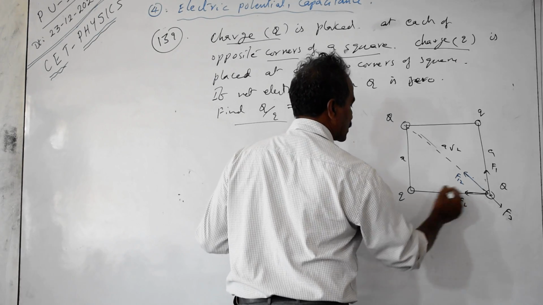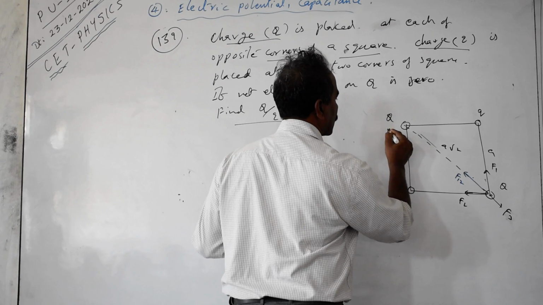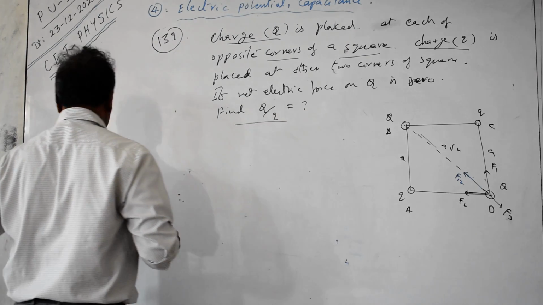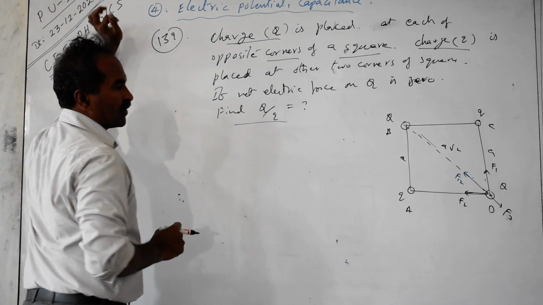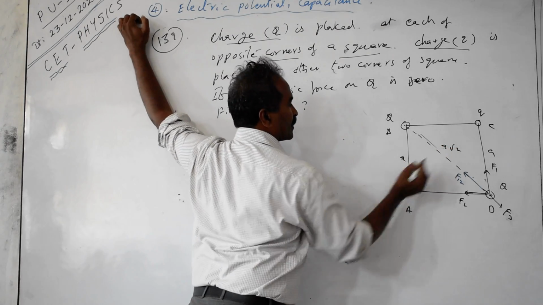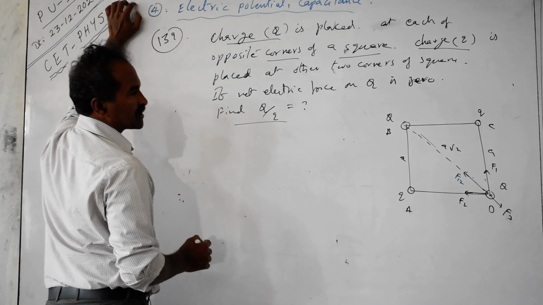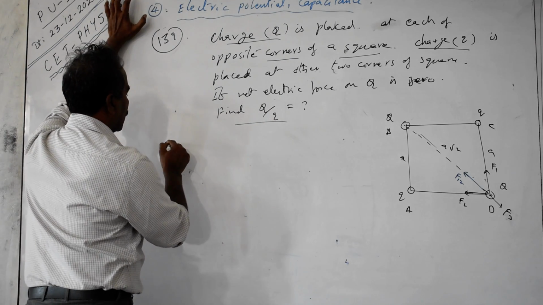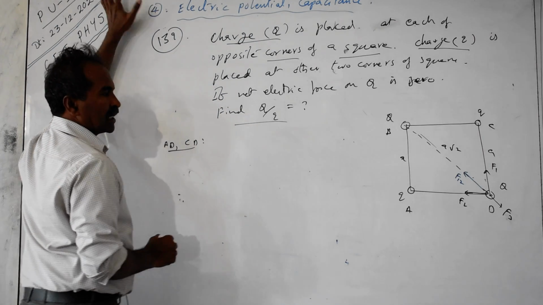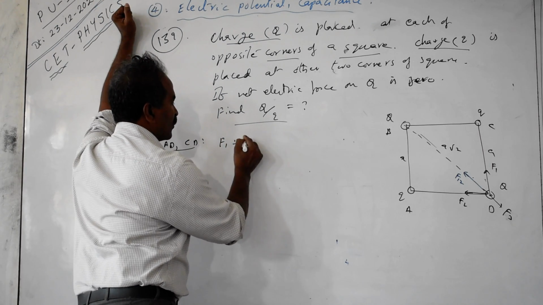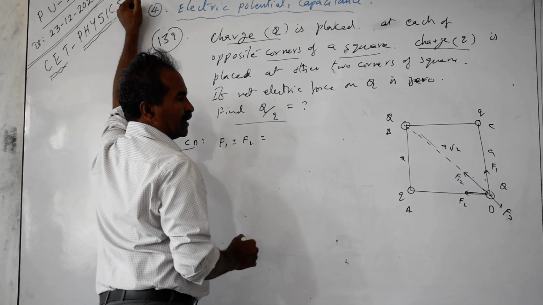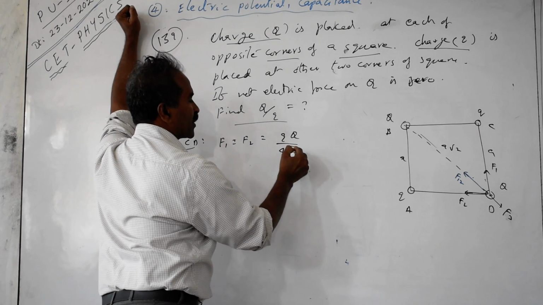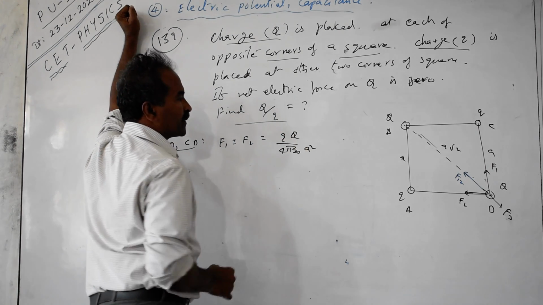So I will take the charges. This is A, B, C, D. A similar problem we have done before, but it is slightly different. Previously we had taken one more small q at the center, but here it is a different case. I am taking the charges between CD and AD, for the AD and CD sides. So what I get here is F1 equal to F2, magnitude only I am taking, equals Q into Q by 4 pi epsilon into distance square, that is A square.